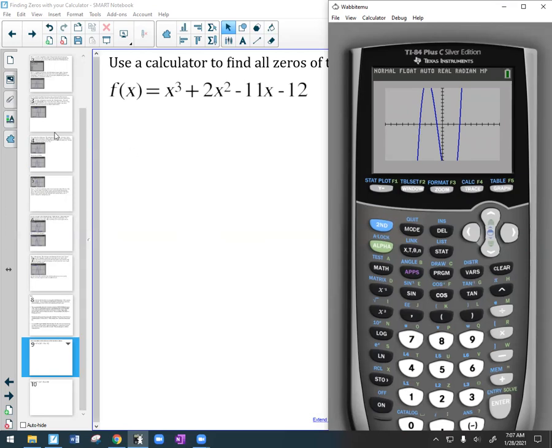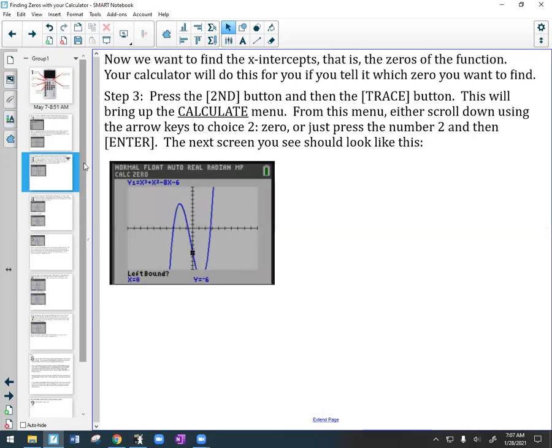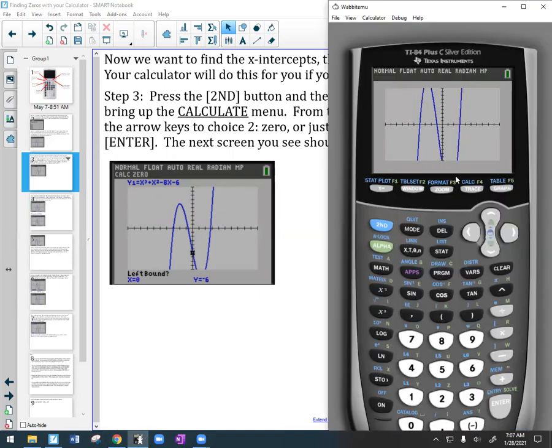Here's what you do. This is second trace. This is how we get to the calc menu up there. So you get second trace, and you can calculate all these things. We're going to calculate a 0. Again, you can either scroll down once and hit enter, or you can type in the number 2, and it'll get you right there.